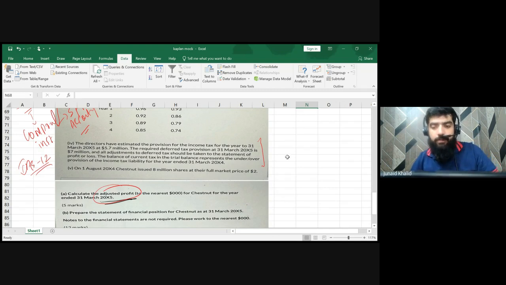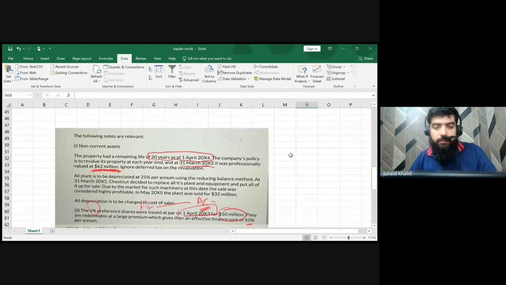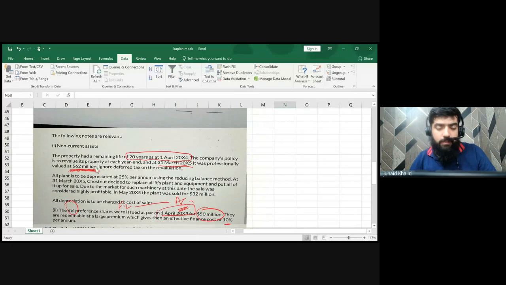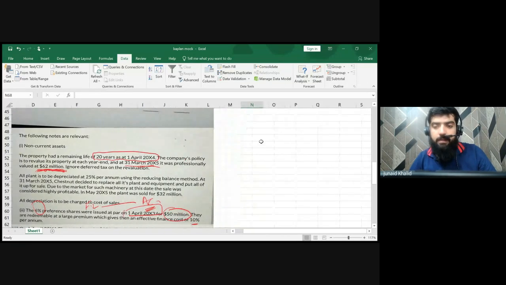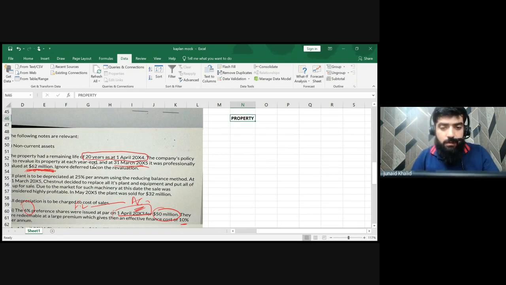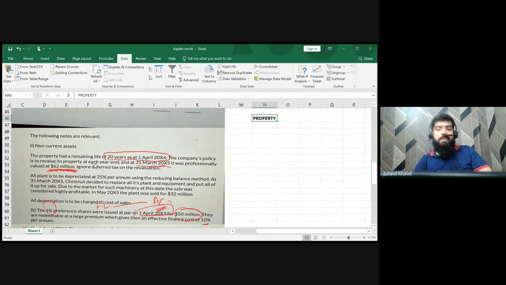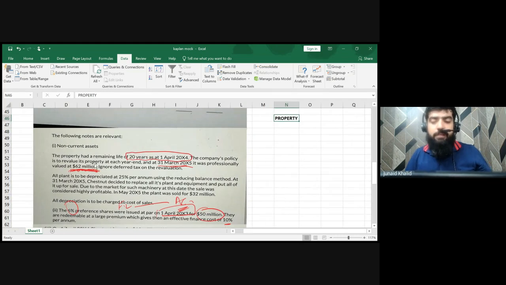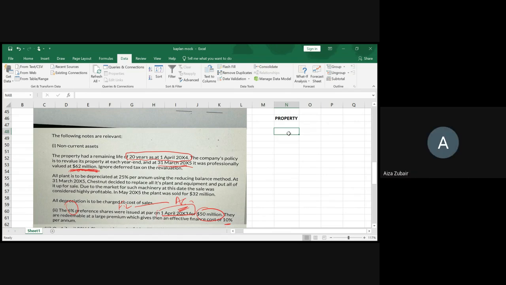So let's try the first one. In the first one, there are two assets, the property and the plant. Let's have an adjustment for the property first. For property, we need to calculate the depreciation first, because on 31st March it was revalued. So obviously we need to calculate the depreciation for 1 year, and then we are going to revalue that asset.